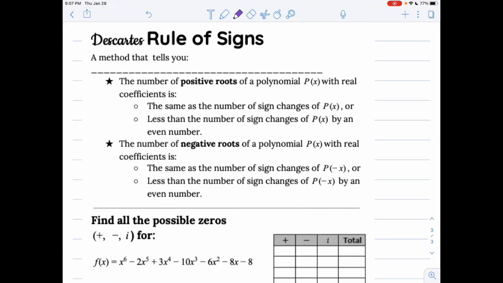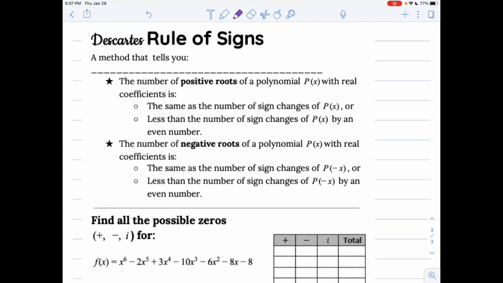The last thing that we're going to talk about today is Descartes' rule of signs. Basically, this gives us some information about what types of solutions we're going to have before we start solving. It will help us to determine the most positive zeros that a function can have, the most negative zeros that it can have, and what combinations of positive, negative, and imaginary solutions we can have.